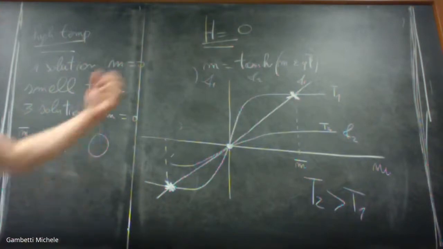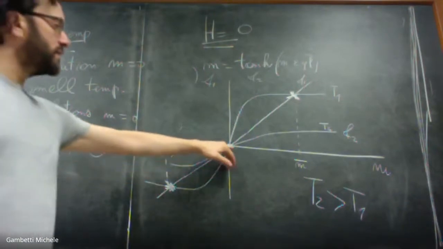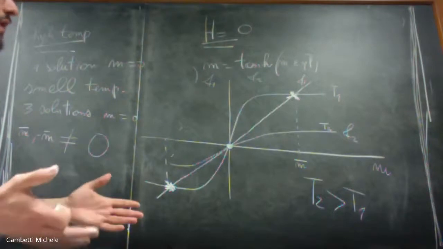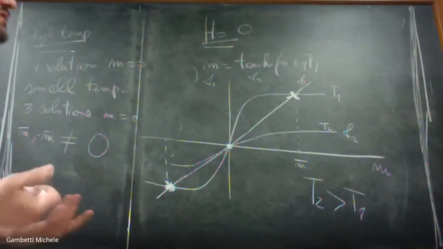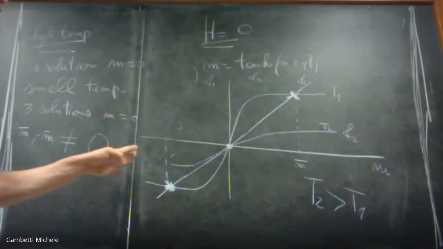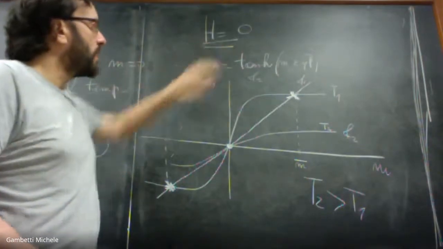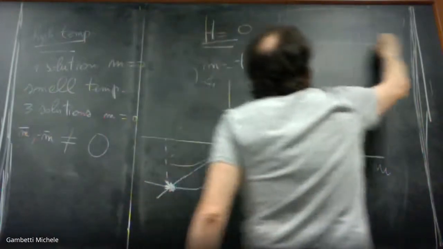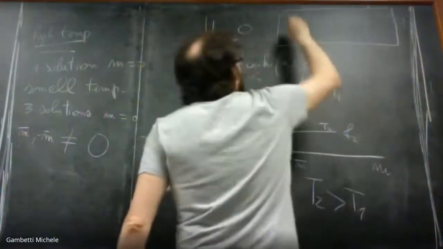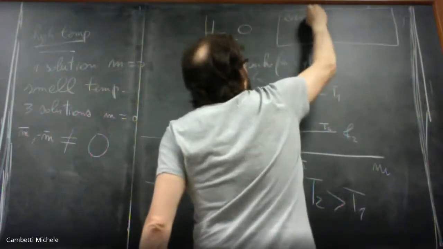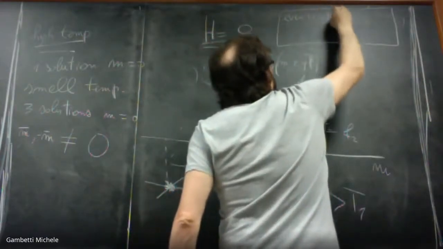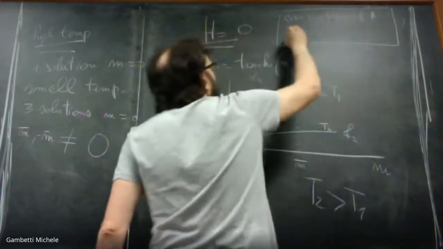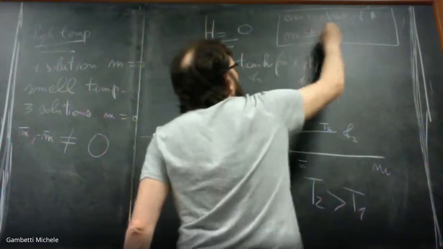If you have large temperature, the average magnetization is 0. If you have small enough temperature, the average magnetization is different from 0. Consider here that we have H equal to 0. So we have a magnetization for small temperature, even in absence of H, we could have m different from 0.